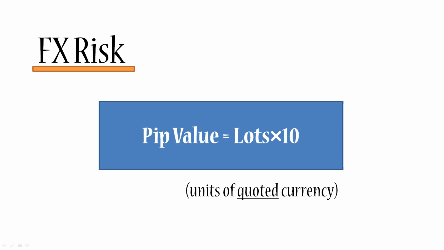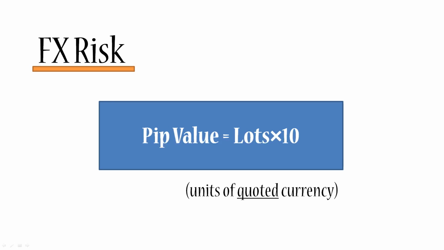So if you're trading the euro dollar and you're in the market with one lot, then every time the currency moves one pip in your favor, you're earning 1 times 10 equals 10 units of quoted currency, and in this case the quoted currency is dollars. So every time the currency moves in your favor, you're earning $10. If you're in the market with a transaction with a volume of 10 lots, then every time the currency moves in your favor, you're earning $100.